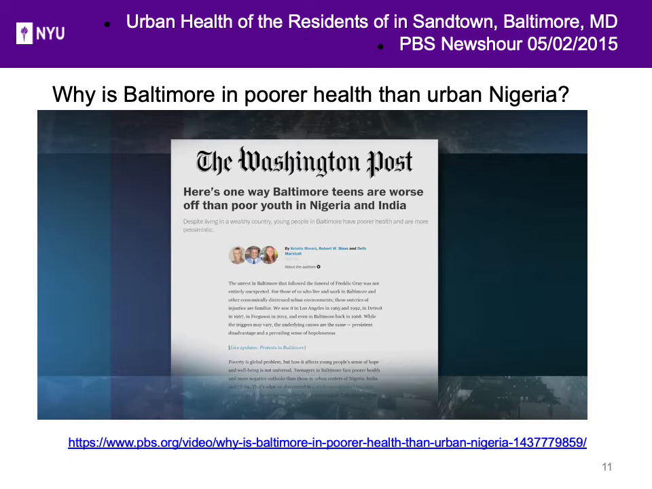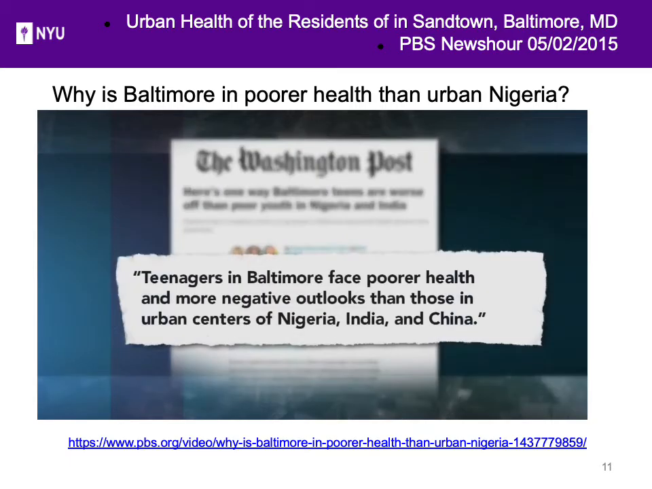You wrote in the Washington Post recently, quoting now, that teenagers in Baltimore face poorer health and more negative outlooks than those in urban centers of Nigeria, India, and China. So how does this affect the perceptions that they have of the world?